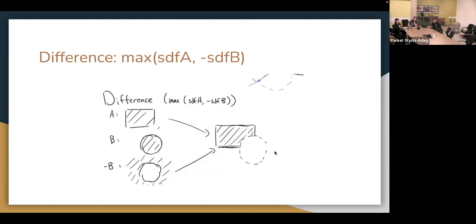We also have a difference operation, where we take the maximum of your first SDF and the negative of the second SDF. To visualize how this works, if your first SDF was this rectangle and your second SDF was this circle, then if you take the negative of the circle, the area already contained by the circle would be positive and the rest would be negative. So essentially you're taking the maximum, the intersection of this rectangle and the region not enclosed by the circle, which gives you something like this.